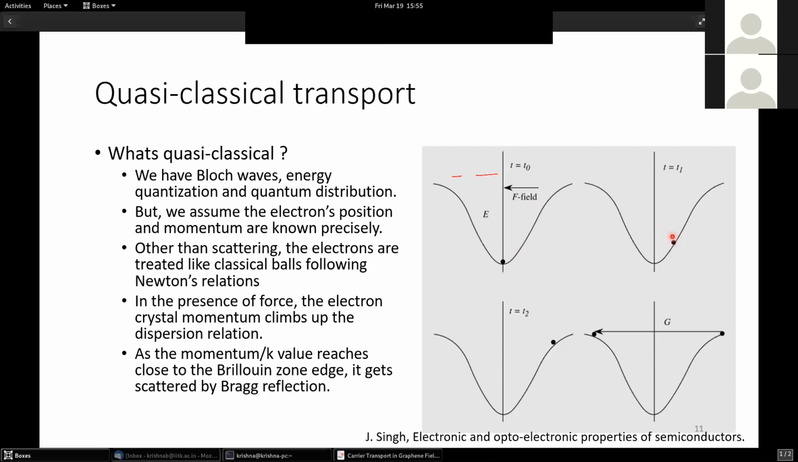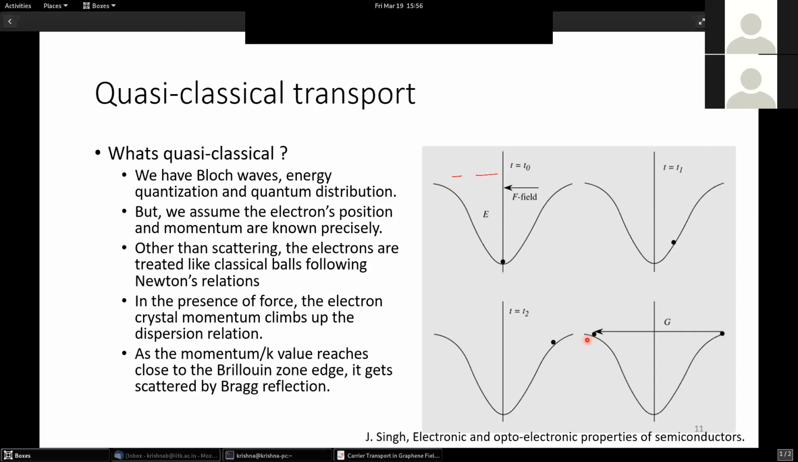Once again, I don't have the luxury to go through all these in detail, but as it goes closer and closer to half the Brillouin zone k value, it can get scattered. One can actually prove that the scattering probability with a periodic lattice, called Bragg reflection, is maximum when it can be reflected by the reciprocal lattice vector G, right? So as it slowly goes from here to this point, it gets scattered back to this particular value. This is called Bragg reflection.